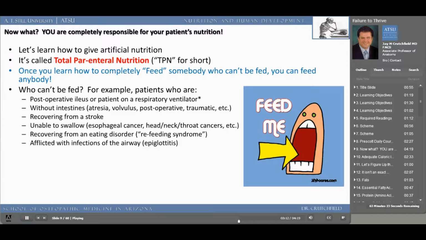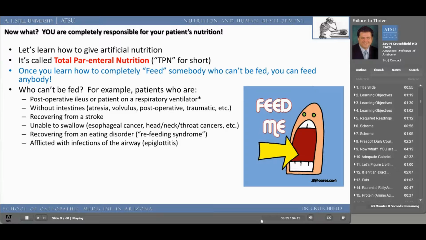Some patients recover from their eating disorder and have refeeding syndrome. Women who are anorexic or bulimic, believe it or not, just can't pick up a Big Mac and eat it. They actually develop symptoms of a refeeding syndrome. That's not applicable to this talk, but again, this is a patient who might need intravenous nutrition.